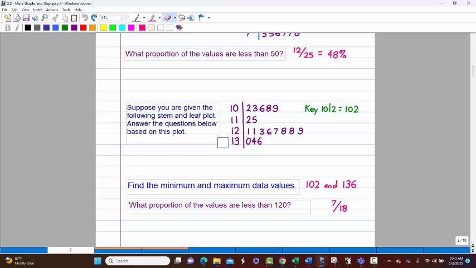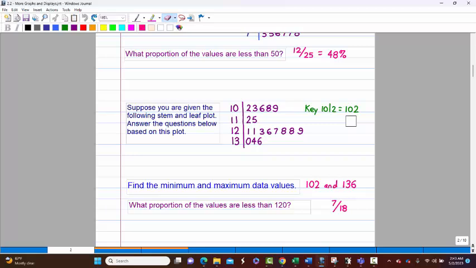Oh yeah, you can have it like this. This makes the numbers in the hundreds. So it's like 10 times 10, 11 times 10, and so forth. So basically it's 10 times 10, which is 100, plus the leaf of 2, so that makes that number 102. That's your smallest one, and then 13 with the 6 makes 136. And the key is also telling you, so the key might be helpful here to let you know that 10 with 2 represents 102.